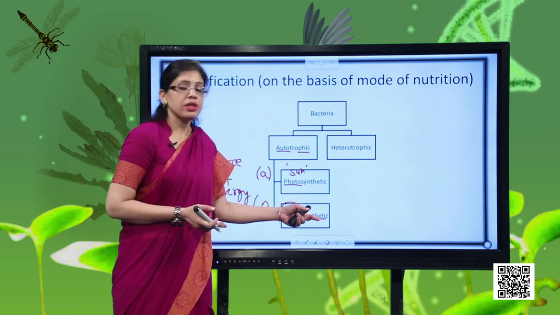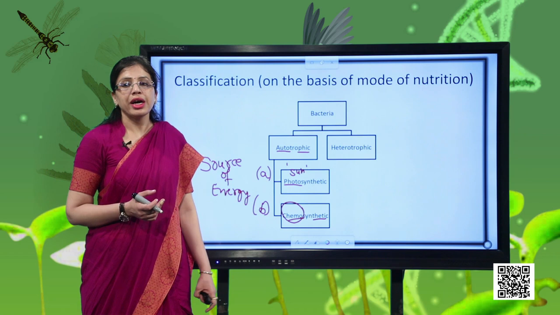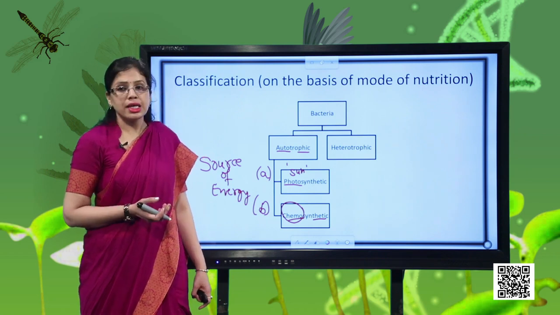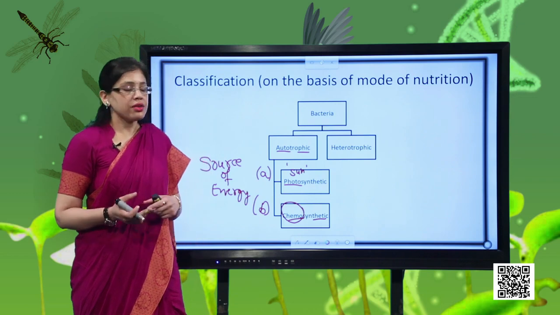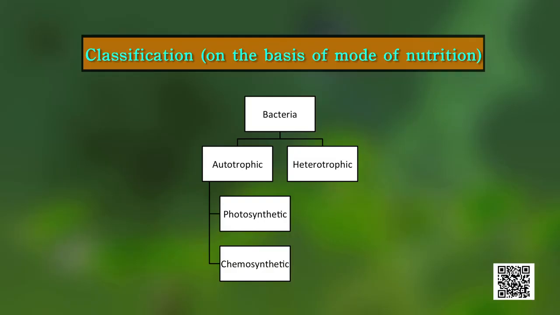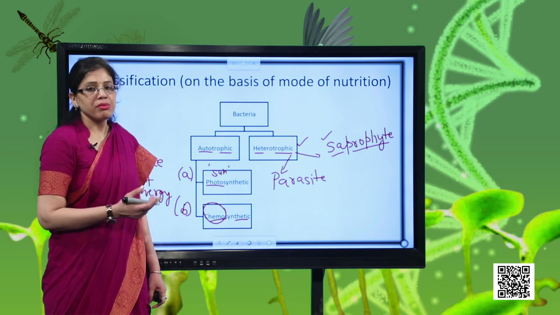Like in class 11th, you have a chapter on mineral nutrition. You will be studying about certain bacteria which play a role in the nitrogen cycle. There you will find that they are oxidizing nitrates, nitrites and other ions, and by using that energy they are preparing their food. So we can place them in the category of chemosynthetic. The second group which we have is heterotrophic bacteria.